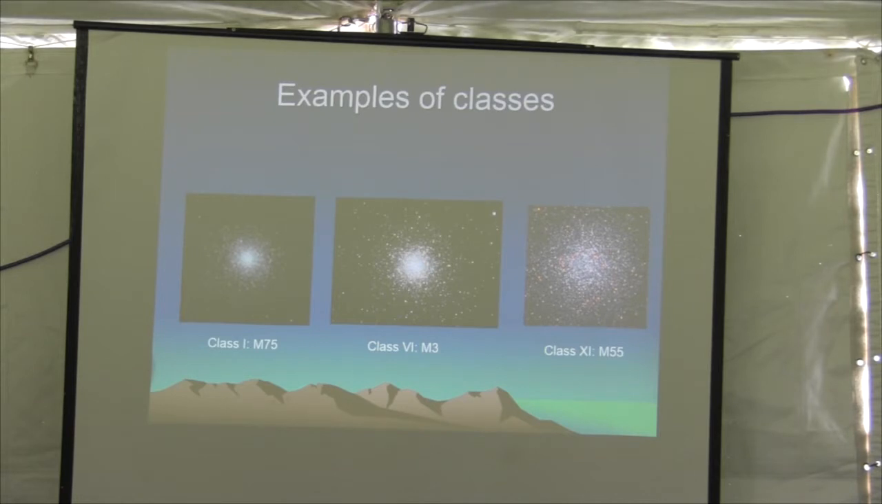And would anyone like to ponder a guess as to the estimate of the number of stars that are in M3? Come on. 100,000? More. Million? Almost. About half a million stars make up M3. So if you were on a planet in the middle of that cluster, your night sky would be an absolutely amazing thing to see. There are estimates that there are 500,000 stars that make up that cluster.